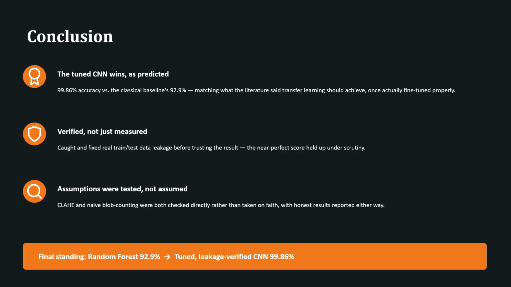So, to wrap up, in conclusion, my deep learning model ended up clearly beating my simpler model, exactly like the research I looked at earlier predicted. But only once I actually tuned it properly instead of just running it once. I made sure that nearly perfect result was trustworthy by checking for and removing a data problem before believing it. And throughout the project, I tried to test my assumptions directly instead of just assuming they were true. Final numbers: my simpler model got about 93% and my properly tuned deep learning model got 99.86%.